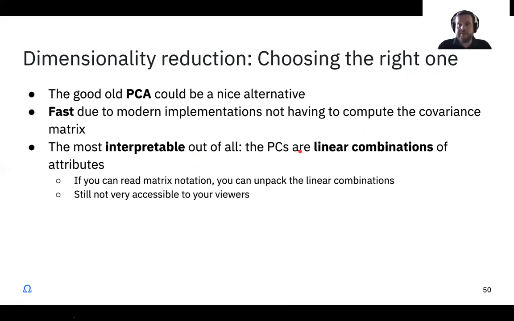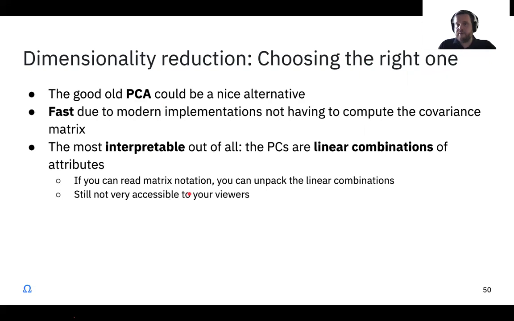You cannot do that absolutely with MDS and the MDS plus, basically. So MDS and the other techniques are all pretty much nonlinear, so you will not have any luck interpreting them. That's why PCA might be nice, but note that this is still not very accessible to your viewers. So if you show an axis and you say, okay, but this is a linear combination of attributes 11, 22, and 35, people will not really digest this information, or your viewers in the general case. So it's more for you, basically.